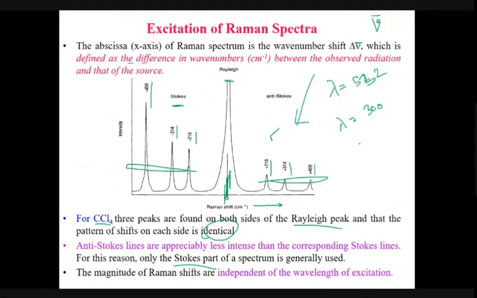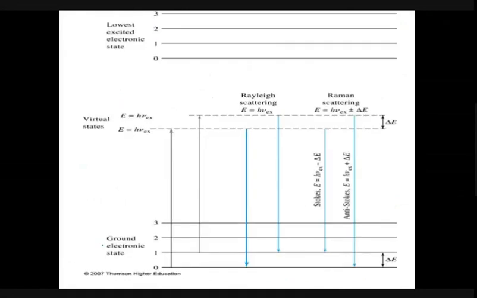Why? Because on the y-axis, you are calculating the difference in the wave number. This is always relative. So if you are starting with say 532, 532 minus 218, you will get this. 500 plus 218, you will get this. So, another representation of the same thing.